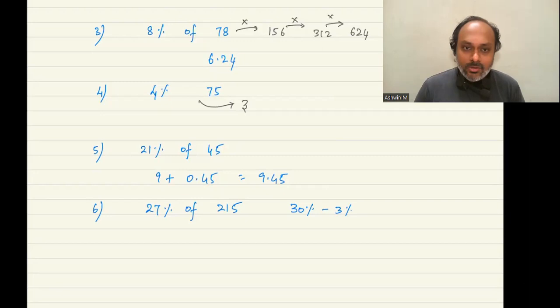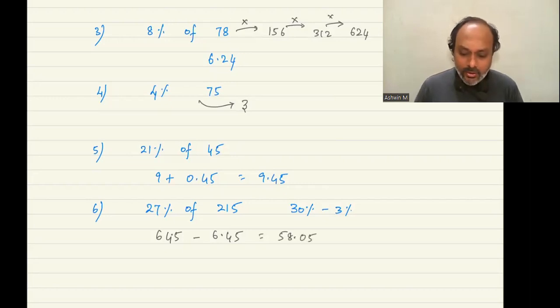So what is 30% of 215? How are you going to get it? You multiply 215 with 3, 645. So let me write that. 645 is 3 times 215, right? Then I want 30%, and 30% means 3/10. So 64.5 is going to be 30% of the number. From that I'm going to subtract 3%, which is 6.45. If I subtract 64.5 minus 6.45, that is going to be 58.05.